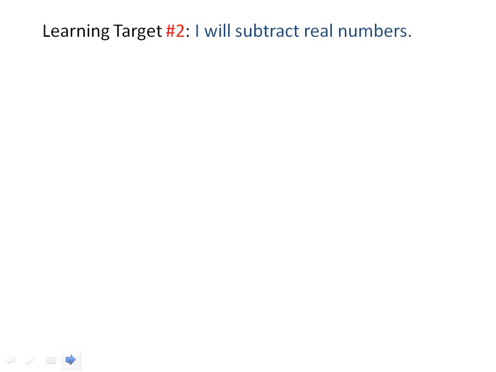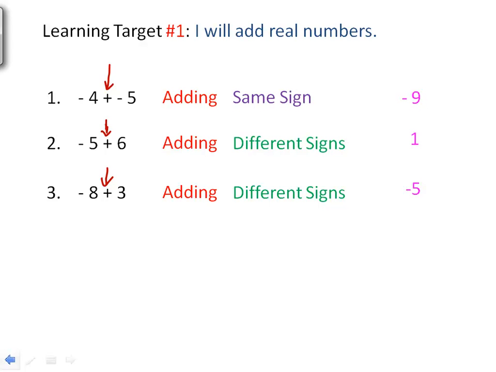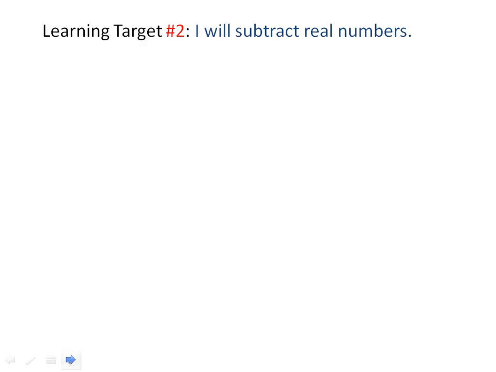Learning target 2, I will subtract real numbers. First I'll go back in case you didn't get a chance to look at number 3. So that's adding real numbers, learning target 1. Now, learning target 2, subtracting real numbers. Okay, remember what we're doing here now. We are going to change to the opposite. We're going to add the opposite instead of subtract here. So I'm changing the subtraction to addition. And I'm changing the number after the sign, only the number after the sign, never the number in front of the sign. I'm changing it to its opposite. So it's positive 7, so it's negative 7.